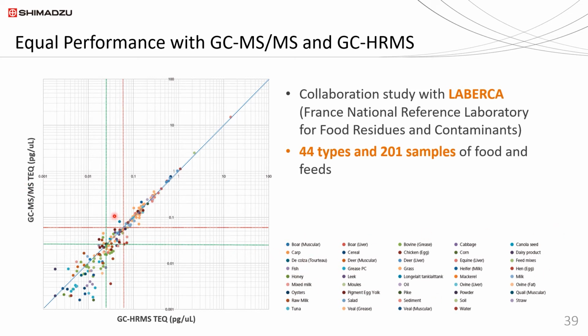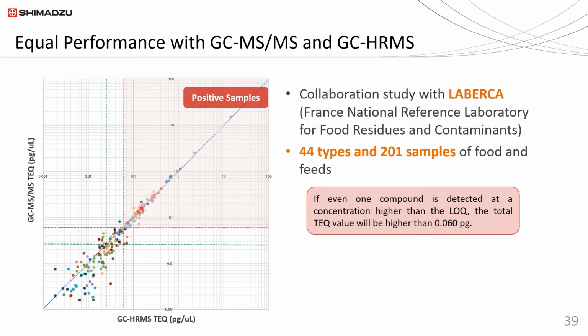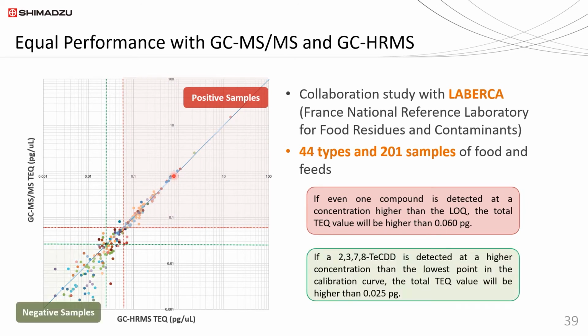In this plot, positive samples are found in the red zones, while negative samples are found in the green zone. The correlation between GC-MS and GC-HRMS is very good, particularly in the positive sample zone. This indicates that GC-MS can provide quantitative capability equivalent to that of GC-HRMS.